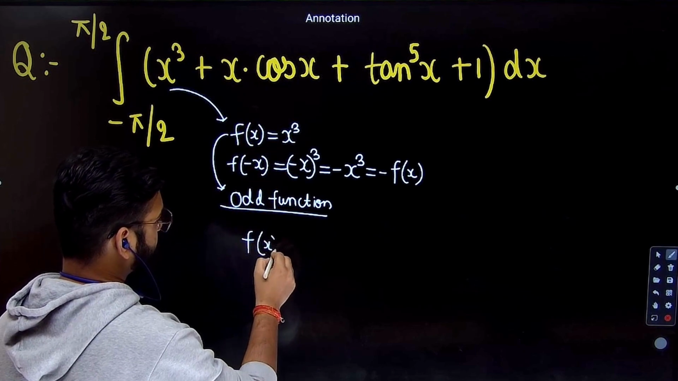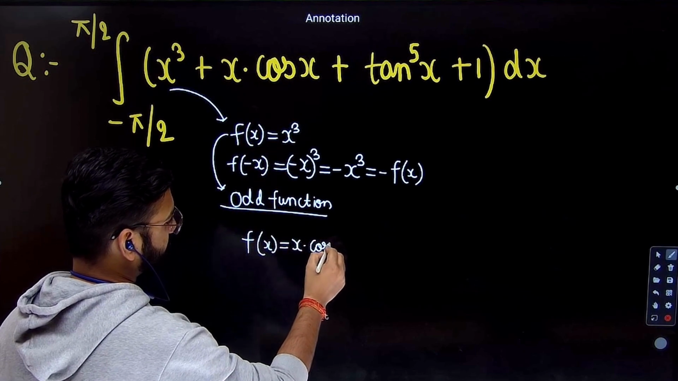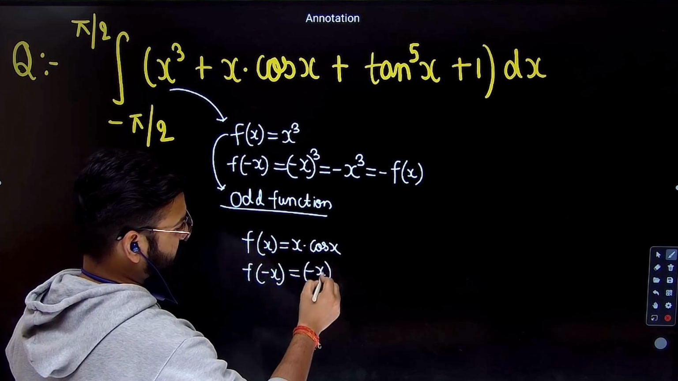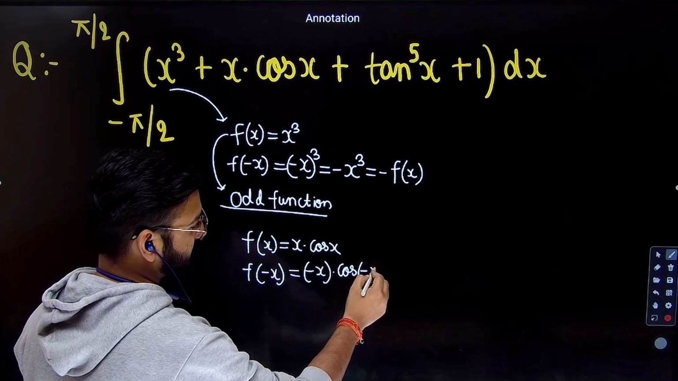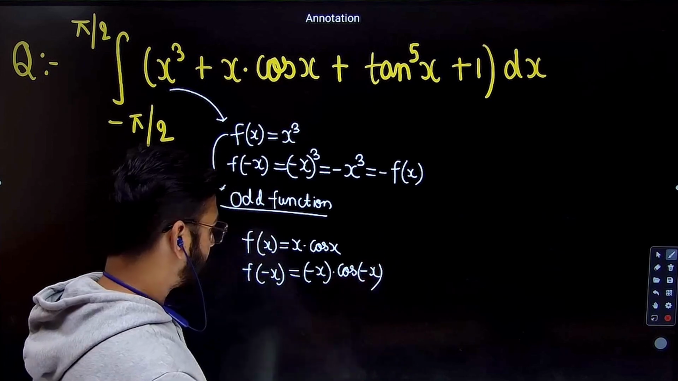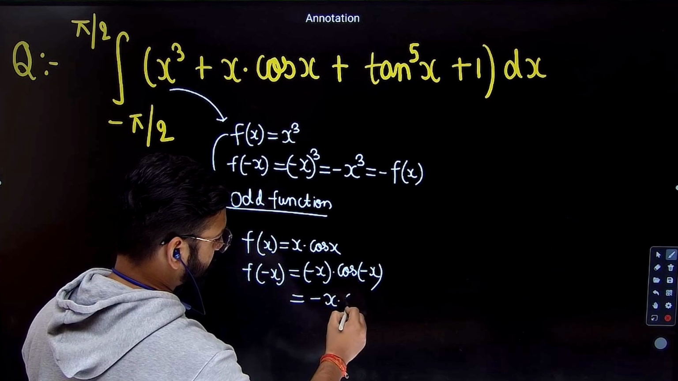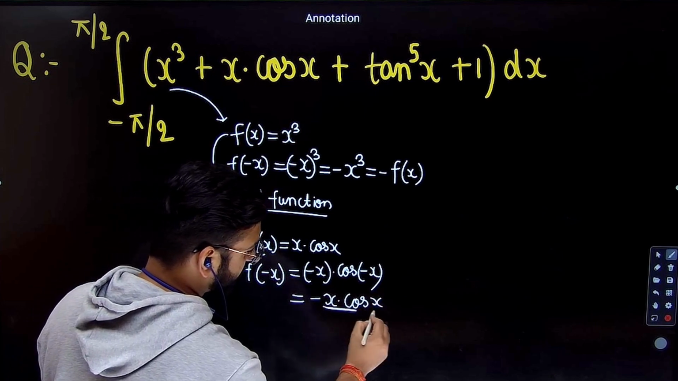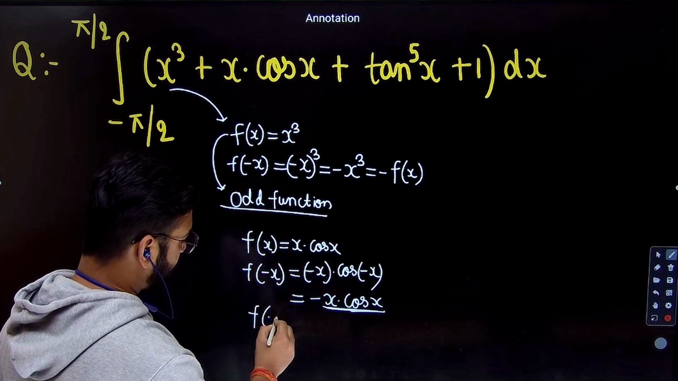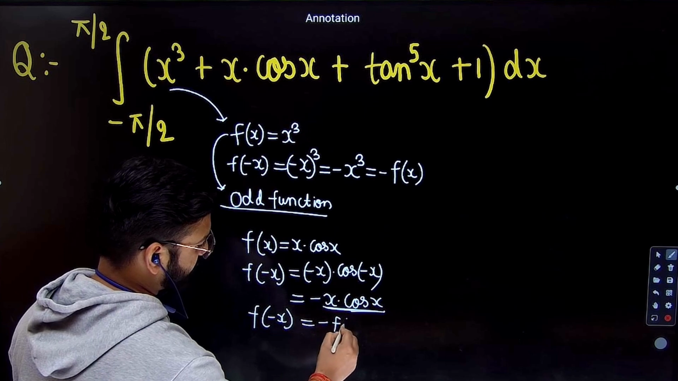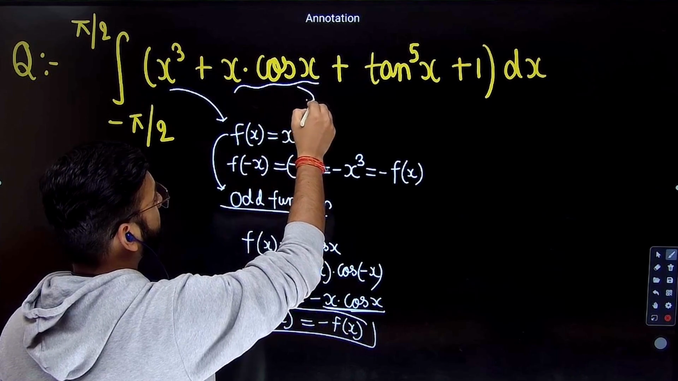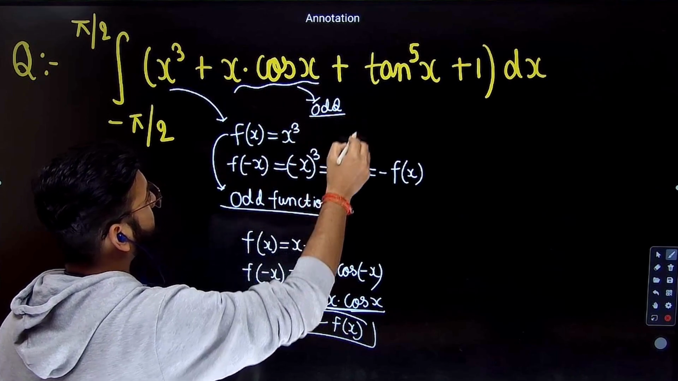Let's discuss x cos x. If my function is x cos x, what will be f of minus x? X will be replaced by minus x, and this will be cos of minus x. So cos of minus theta is what? Cos theta. So cos of minus x is cos x. So this will become minus x into cos x. If you focus on this expression, it is the negative of our original function. So f of minus x is equal to minus f x, right? It means this is also odd, right?